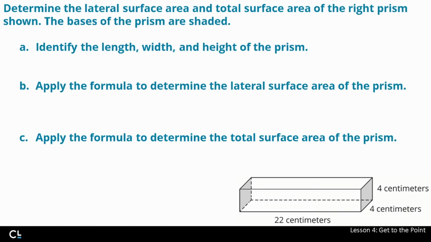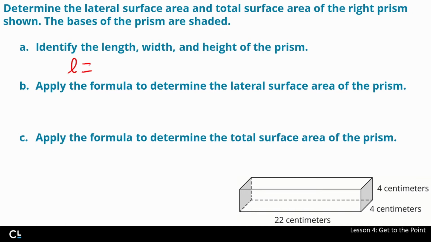All right, our next slide says determine the lateral surface area and total surface area of the right prism shown. The bases of the prism are shaded. Now that part's super important because the bases can tell us what our length or width and our height are, which we need to do in our first one. Now, some of you might think, hey, length is like this way, so it must be 22. But no, that can't be the length. That has to be our height because our shaded bases are here. And the height, think about a base. What does it mean? The base of something is the thing it sits on or stands on, right?